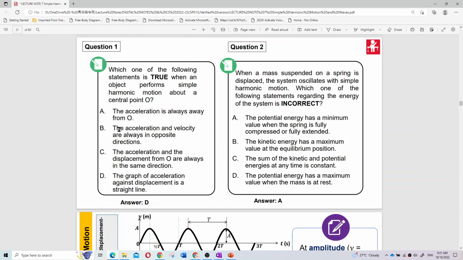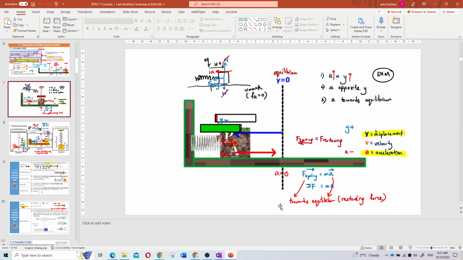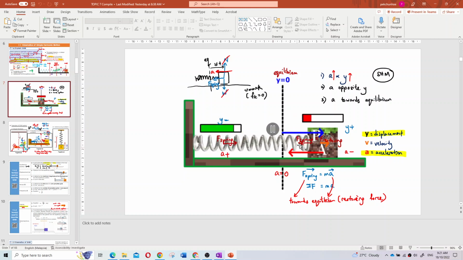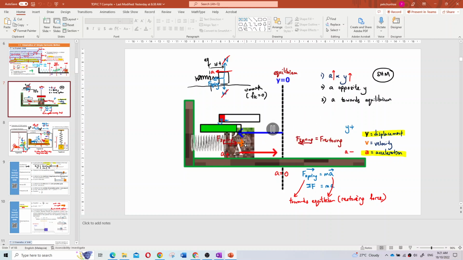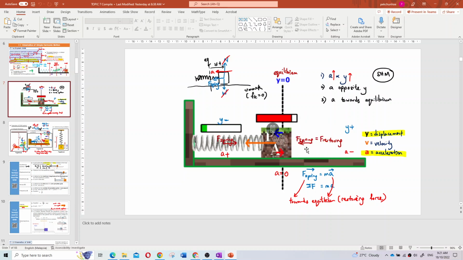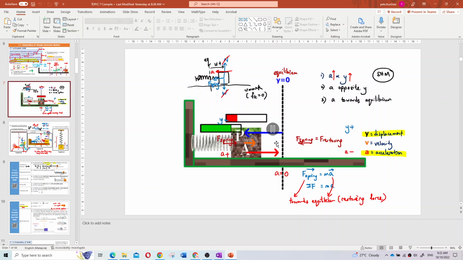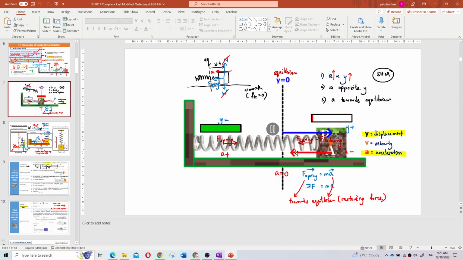And then, the acceleration and velocity always in opposite direction. Is it? No, no. Acceleration and displacement, not acceleration with velocity. Look at this graph again. You see acceleration and velocity in the same direction. The only one always opposite is acceleration with displacement. The red and the blue are always opposite. See that?